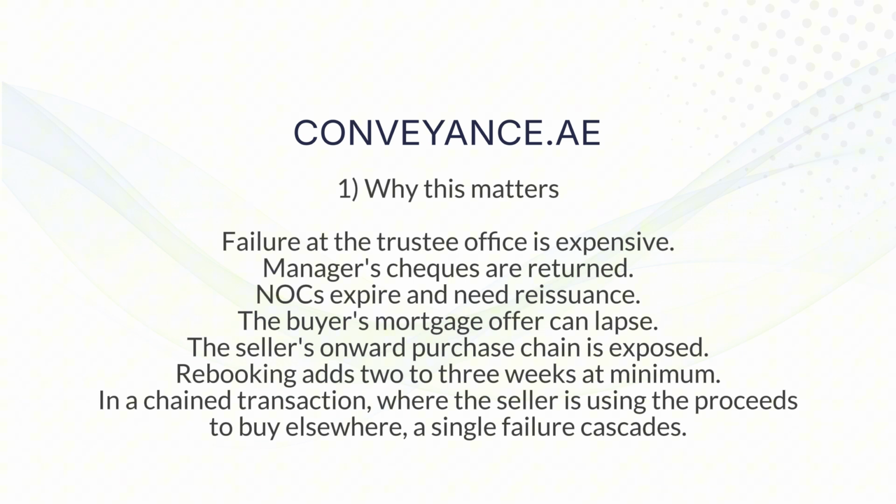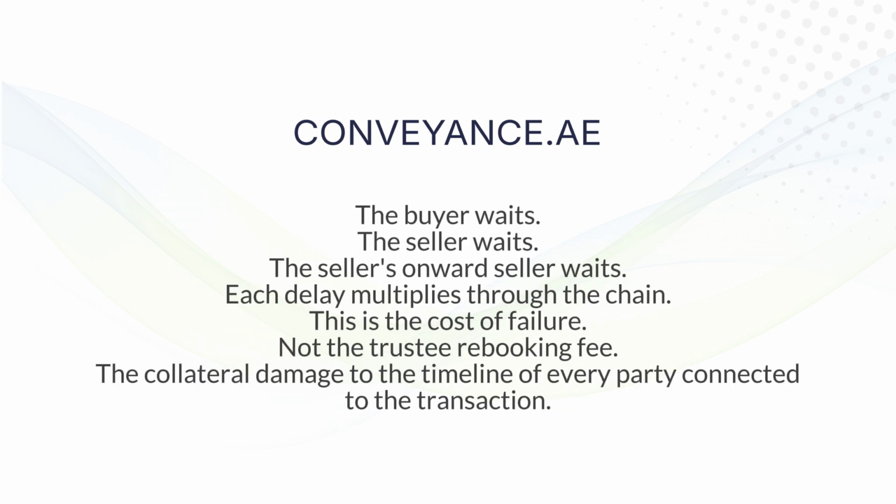In a chain transaction, where the seller is using the proceeds to buy elsewhere, a single failure cascades. The buyer waits. The seller waits. The seller's onward seller waits. Delay multiplies through the chain. This is the cost of failure, not the trustee rebooking fee. The collateral damage to the timeline of every party connected to the transaction.